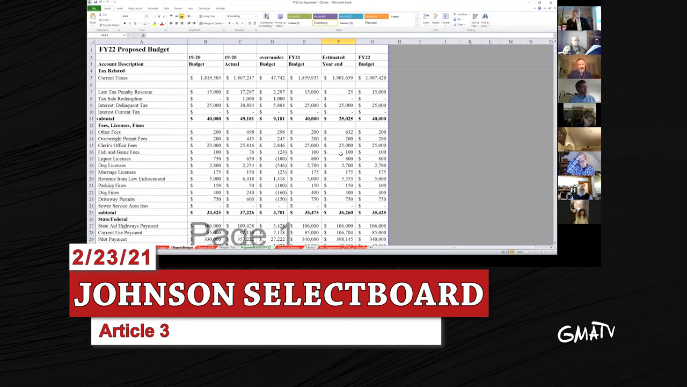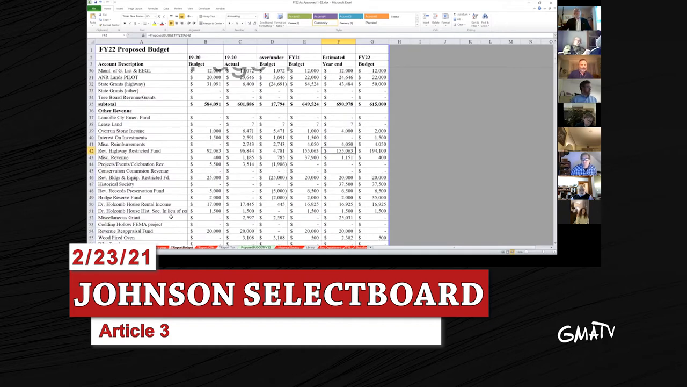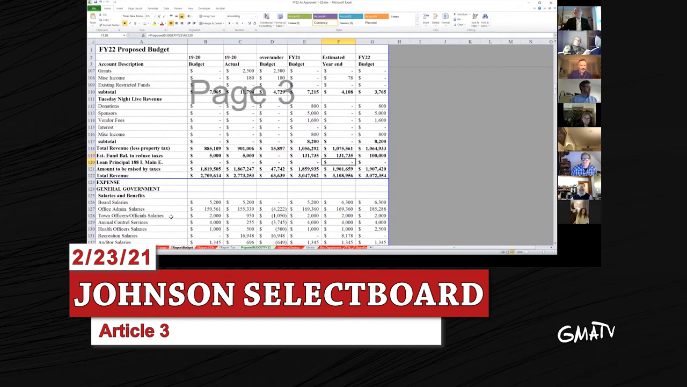The first few pages are the summary pages. I'll just hit a couple of items down there at line 121, the amount to be raised by taxes. This is what impacts most people, the biggest concern to most people. This is the amount of your tax bill.